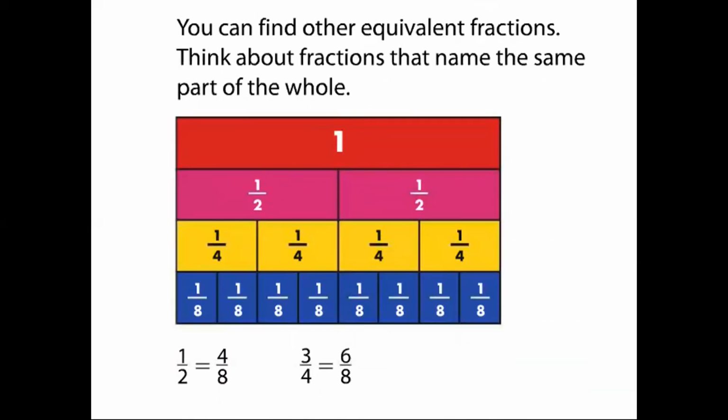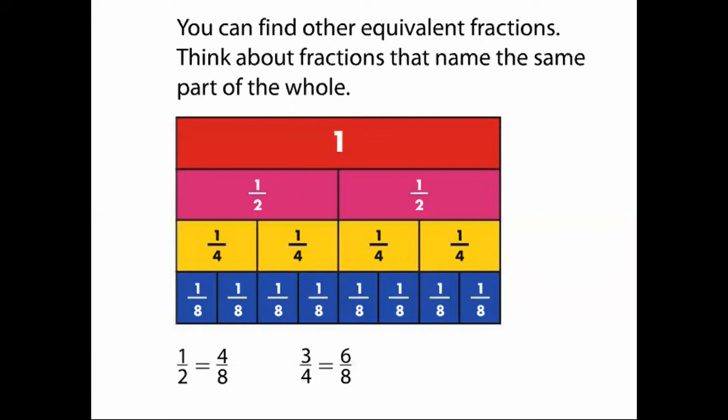And we can find another equivalent fraction. Think about the same part of a whole with a different name. Here we have a whole 1, and we can divide it into 2 halves. We can divide each half into 2 quarters, and each quarter into 2 eighths. So half equals how many eighths? 1, 2, 3, 4. So half equals 4 eighths.